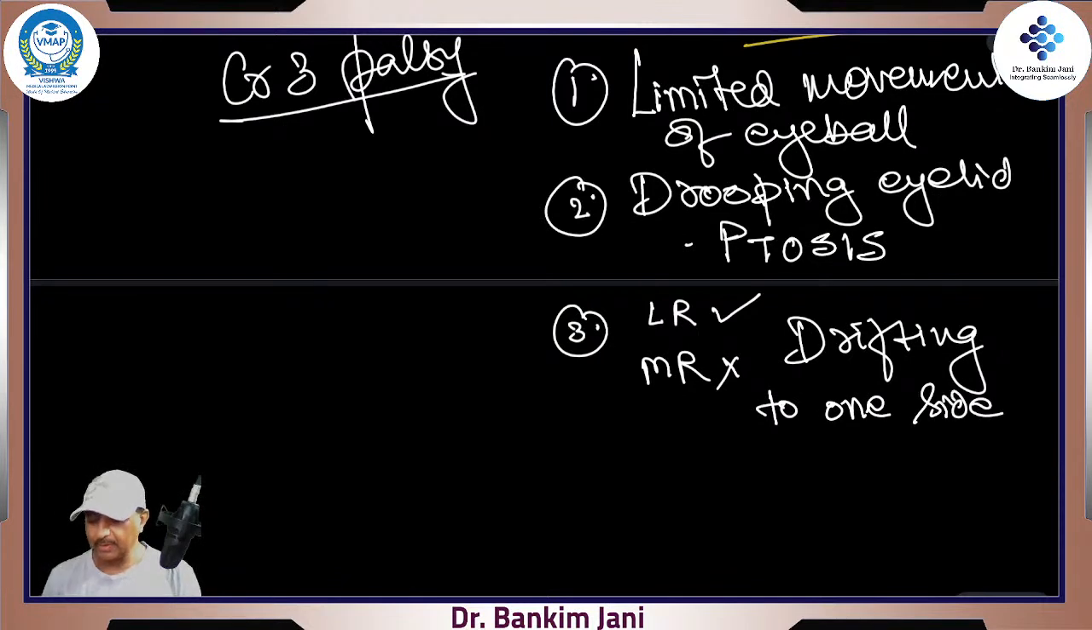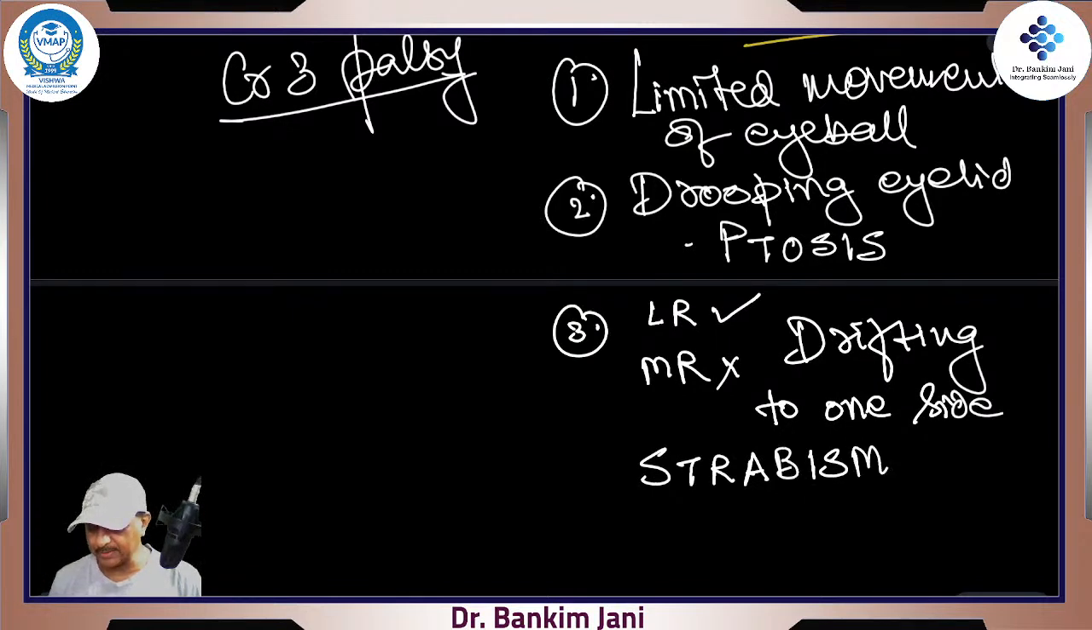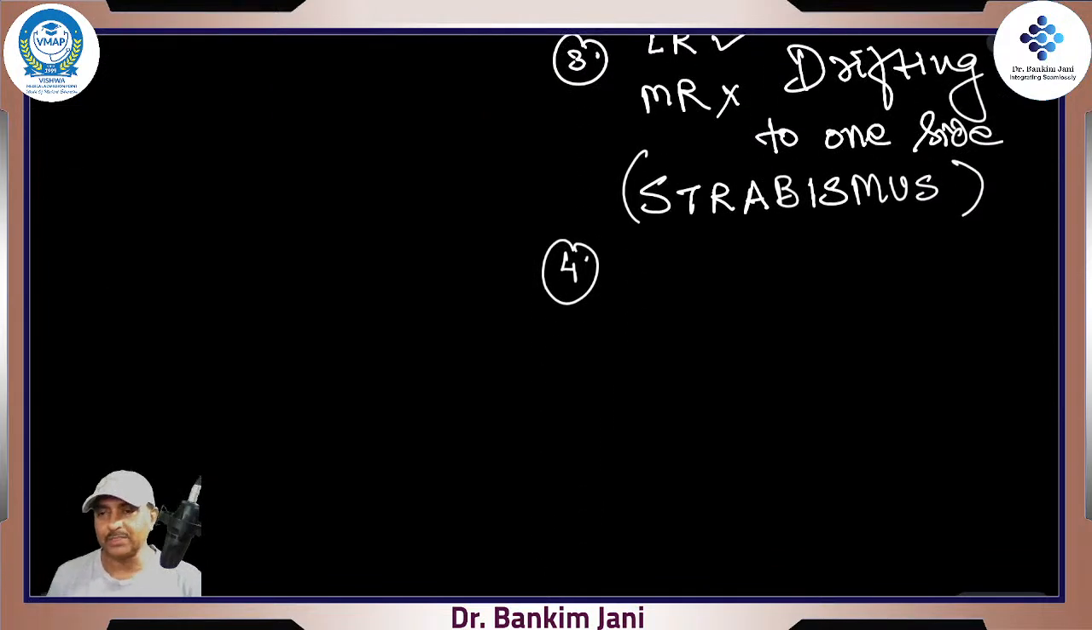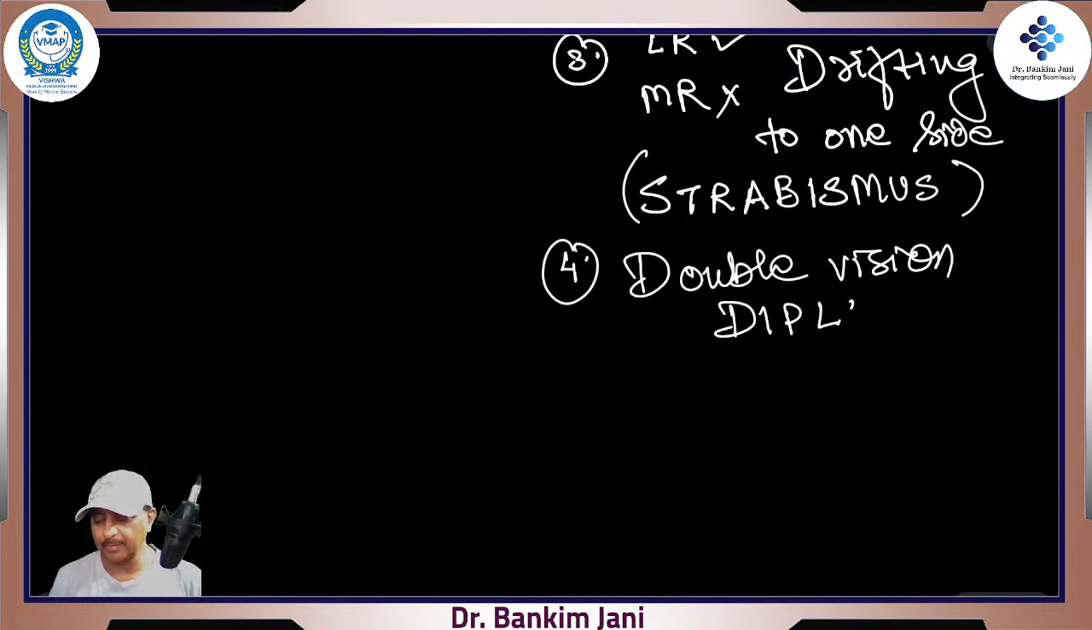This is called strabismus, right? In parallel we keep learning a few extra terminologies as well. So that is called strabismus. When the eye is drifting to one side, due to all these things, focusing becomes very difficult. So double vision comes. The person will be complaining of double vision. That double vision is called diplopia.